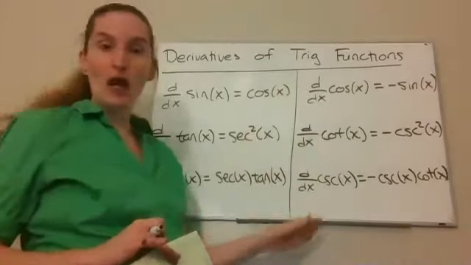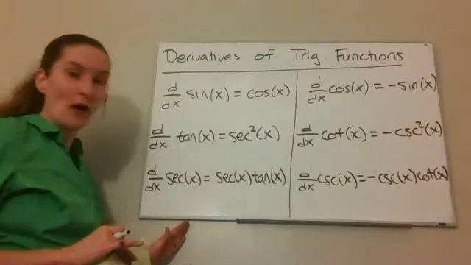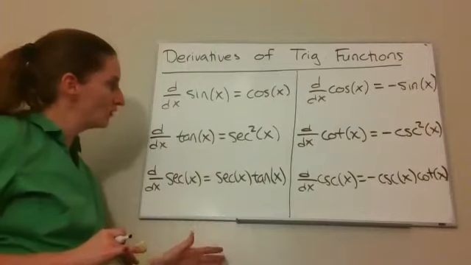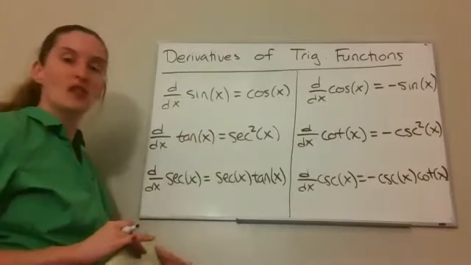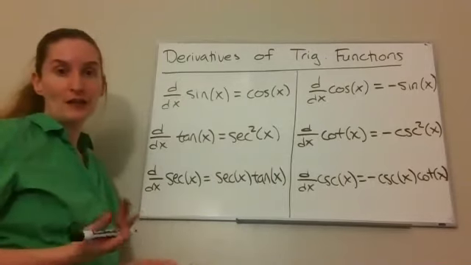Derivative of all of the co's give you a negative. Derivative of the ones that don't have a co in their name are all positive. And you can see the relations between the two. So I would suggest you memorize all 6 of these.